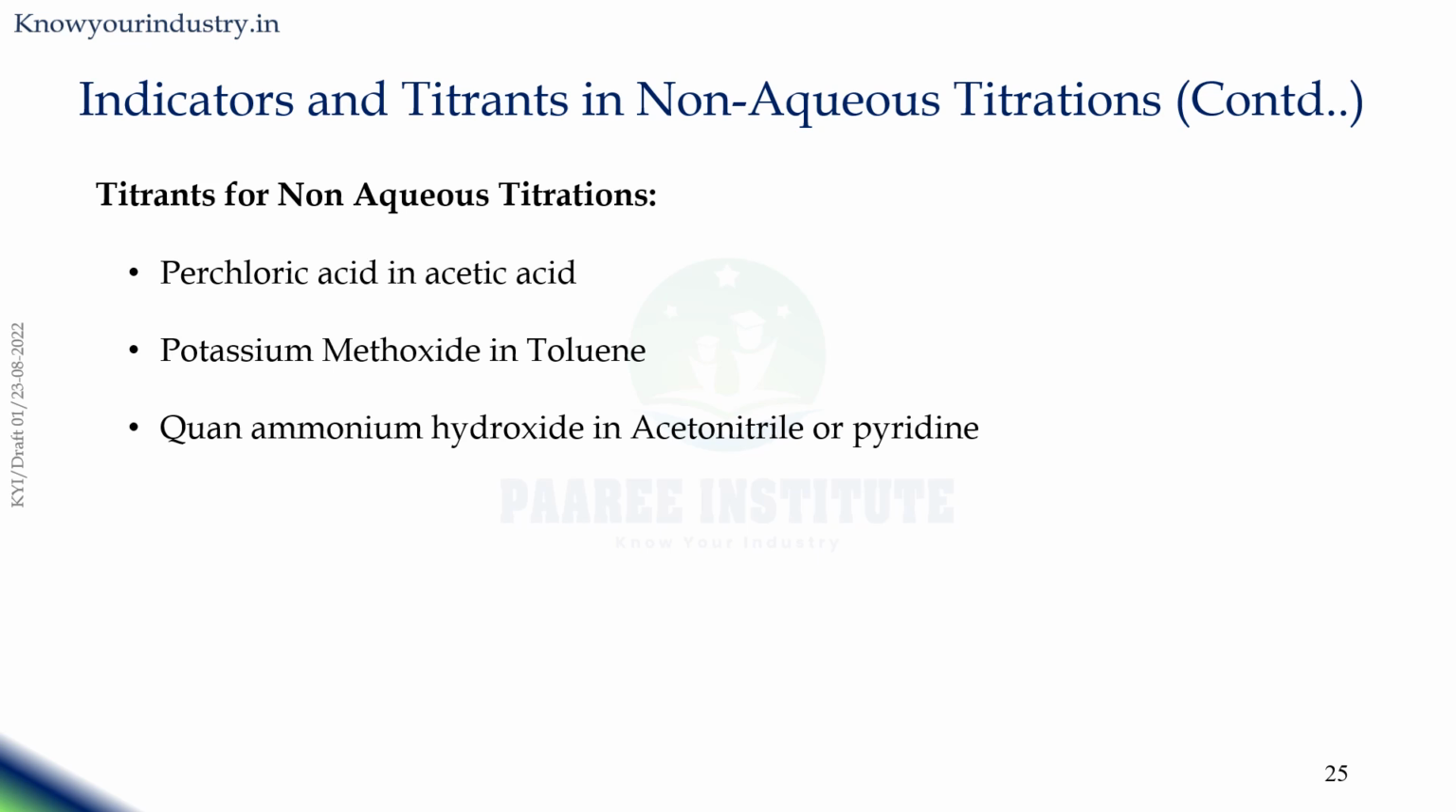In this slide, we are going to see some classical examples of titrants used in non-aqueous titrations. For example, perchloric acid in acetic acid is one of the titrants used in non-aqueous titrations. Other classical examples include potassium methoxide in toluene, and quaternary ammonium hydroxide in acetonitrile or pyridine.